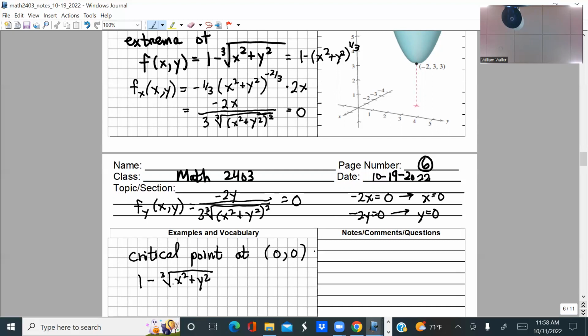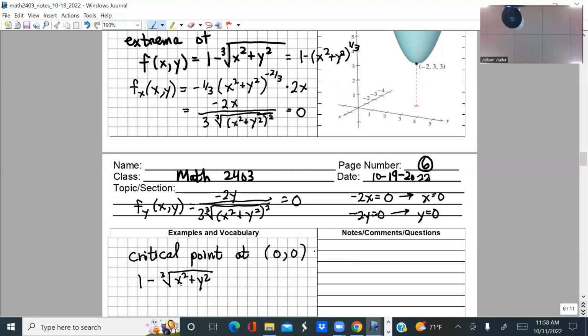But notice x squared plus y squared is always positive, no matter what you choose for x and y. So you'll be taking the cube root of a positive number, and cube roots of positive numbers come out to be positive. So you're always subtracting a non-negative number from 1 in this formula, no matter what you choose for x and y.